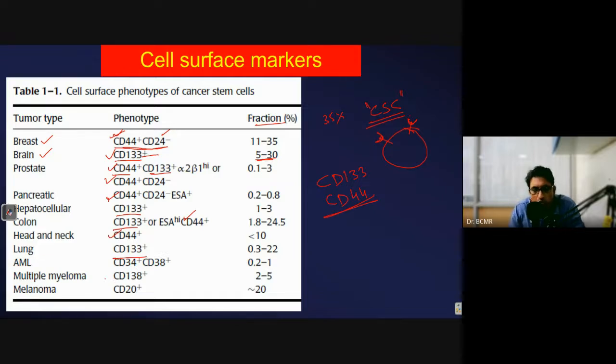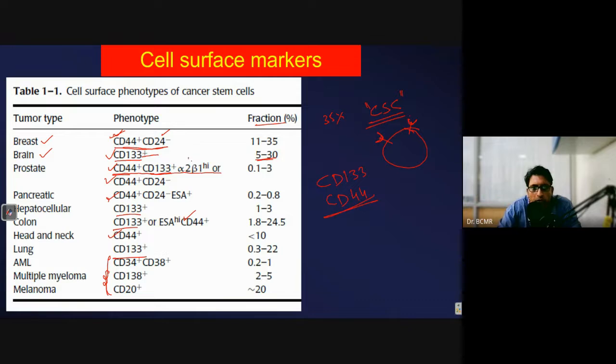But there are also tumors where you don't find CD133 or CD44. So it depends on the tissue, it depends on the tumor, and several other things. I'll explain this one so we will know what it means.